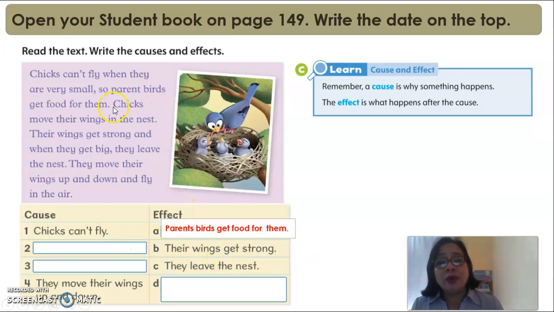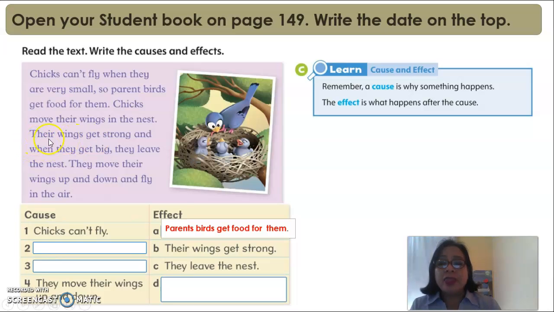So you will have to copy this phrase, chicks move their wings in the nest, in the number 2. Okay? Because it is the cause of that result. Now, in the number 3 we have, they leave the nest. They leave the nest is a result. So what is the cause?